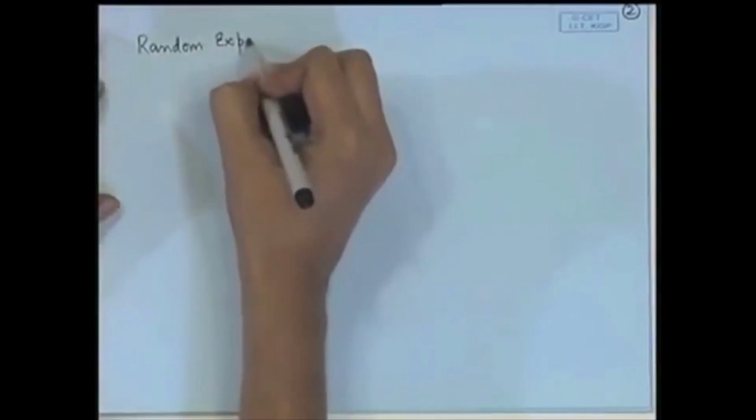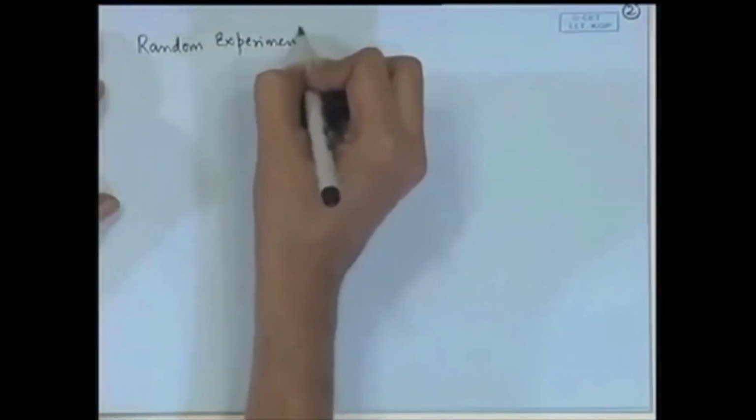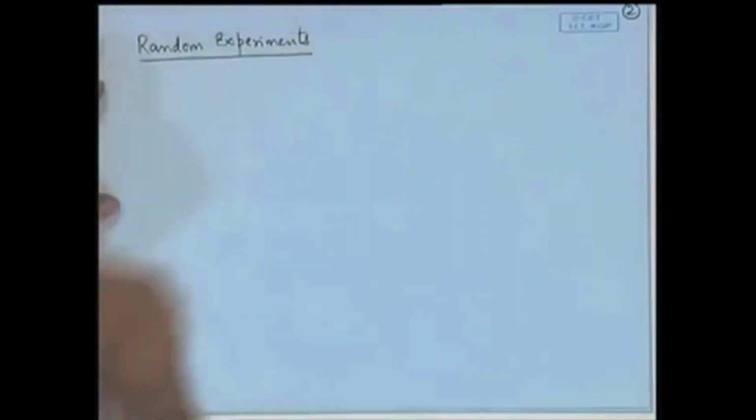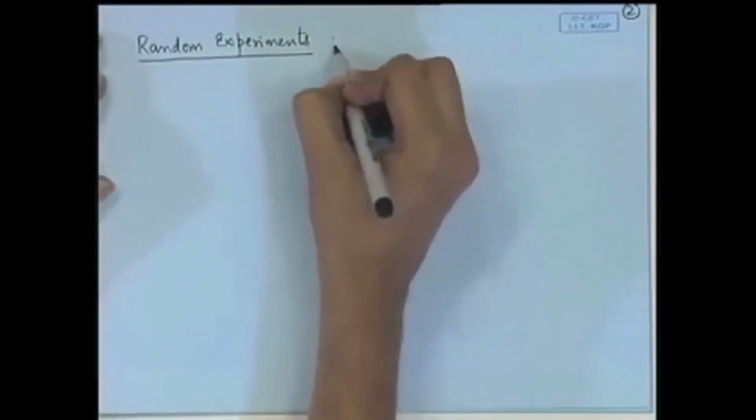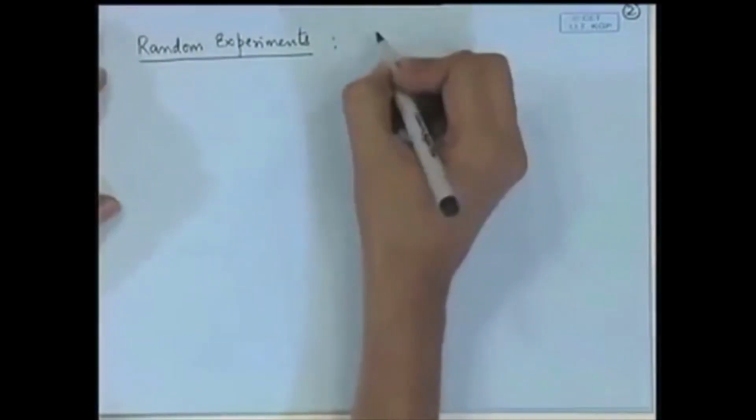However, we are not concerned with these experiments in this subject of probability. We are concerned with the experiments which are called random experiments. In the random experiments, although we may fix the conditions under which the experiment is conducted, the outcome is still uncertain.